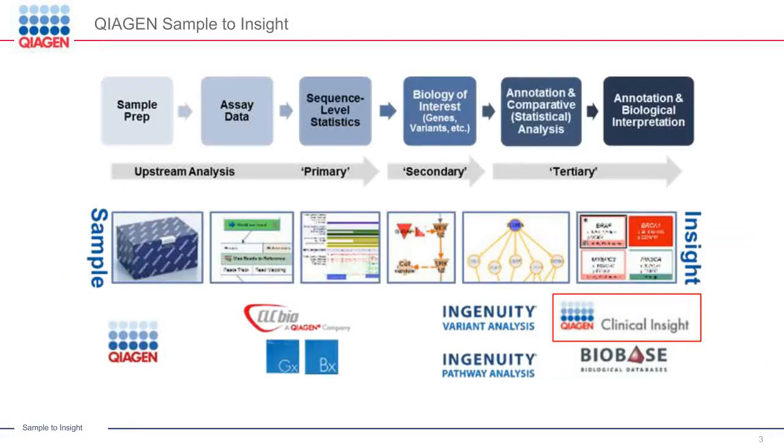So we're really going to be focusing on the tertiary analysis, or the interpretation portion at the end of the pipeline here, but just to put things in context, the goal at QIAGEN is to take us from sample to insight. We offer a wide variety, and you're likely familiar with our DNA and RNA extraction kits, as well as some library preparation kits to prepare you to perform your next generation sequencing.